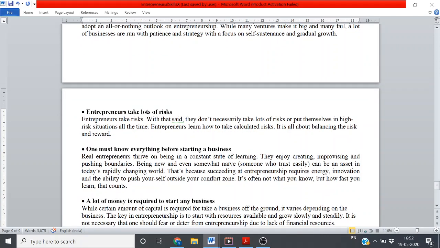A lot of money is required to start any business. That is a myth. It is not necessary that you must have a lot of money to start a business. You can just take a steady amount and slowly and steadily grow your business.